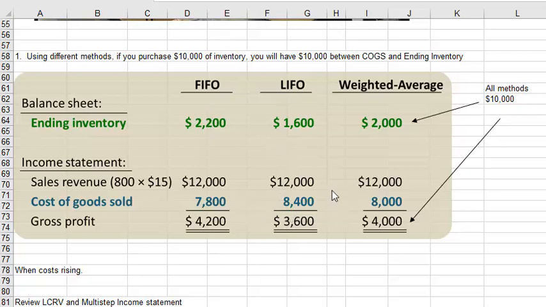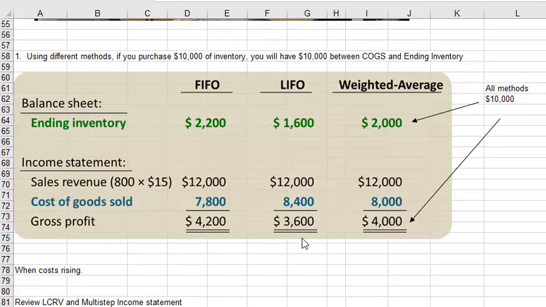Some students would ask, why would anybody ever use LIFO, right? It makes our inventory, our assets, lower, and our expenses higher. And the reason is taxes, right? You pay less taxes if you have higher expenses.